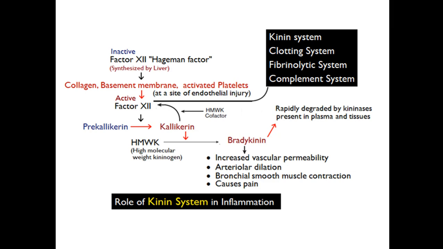But this bradykinin should be quickly degraded by the enzymes known as kininases, which are present in the plasma and tissue. And if this bradykinin is not rapidly destroyed, or if its formation is excessive, as we see in hereditary angioedema, in which the C1 inhibitor protein is missing, there will be excessive, uncontrolled formation of bradykinin, and it will cause damage to healthy body tissues.